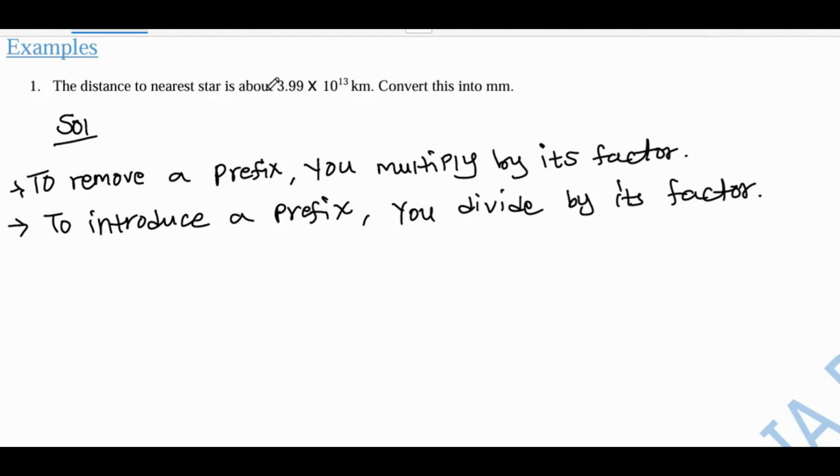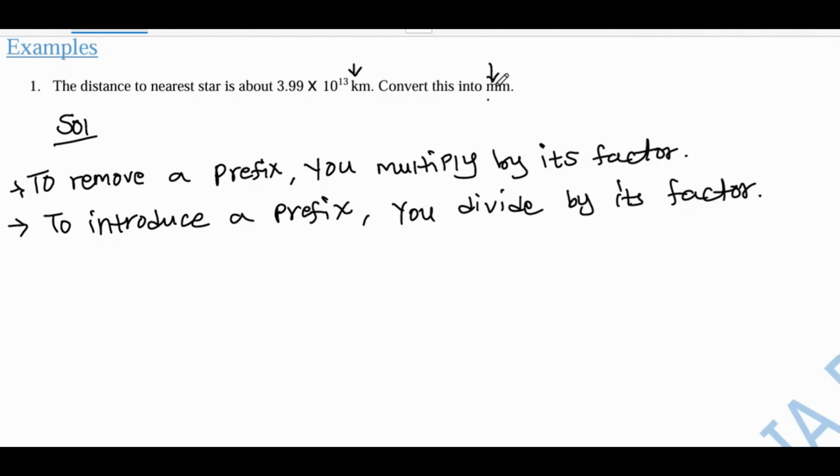Now, this is the distance to the nearest star. And we said the nearest star, we already mentioned it, is 3.99 times 10 power 13, which is the Proxima Centauri. Now, we are required to convert this into millimeters. You can see the prefix here is K. We need to remove this K and introduce our new prefix, which is M.